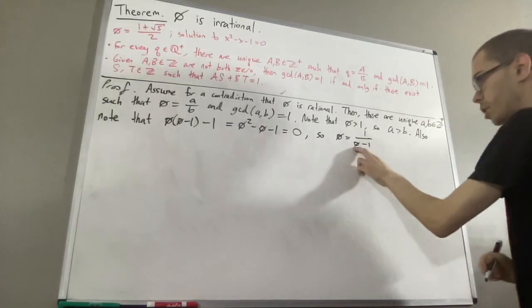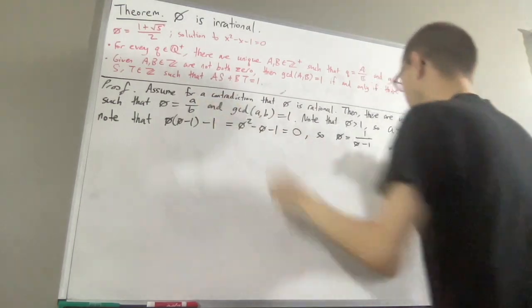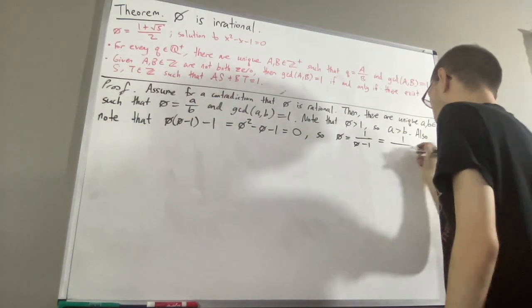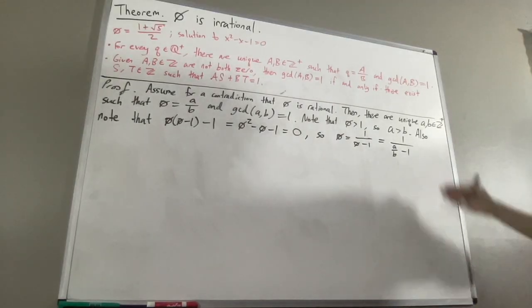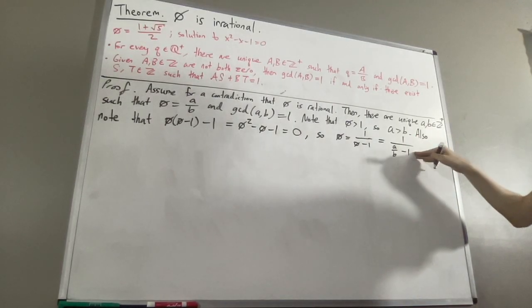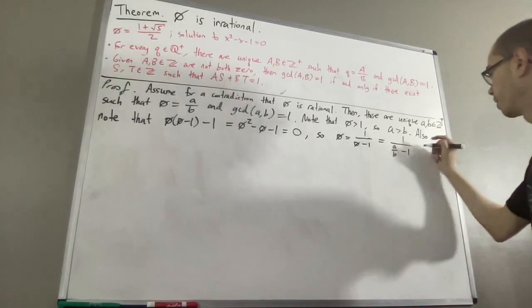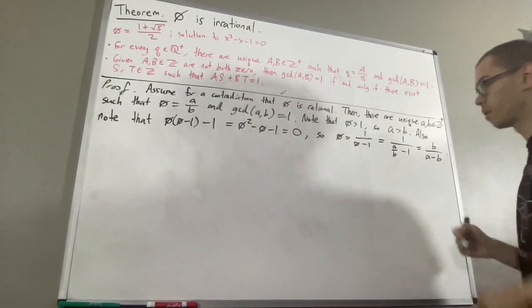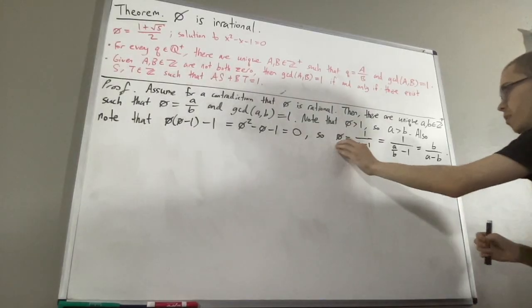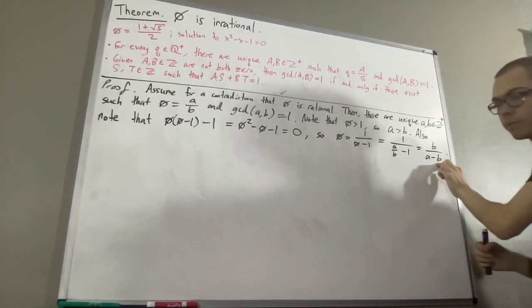But then let's substitute this golden ratio for a over b. So this is just 1 over a over b minus 1. If we multiply both the numerator and denominator by b, this gives us b over a minus b. So the golden ratio is equal to b over a minus b.